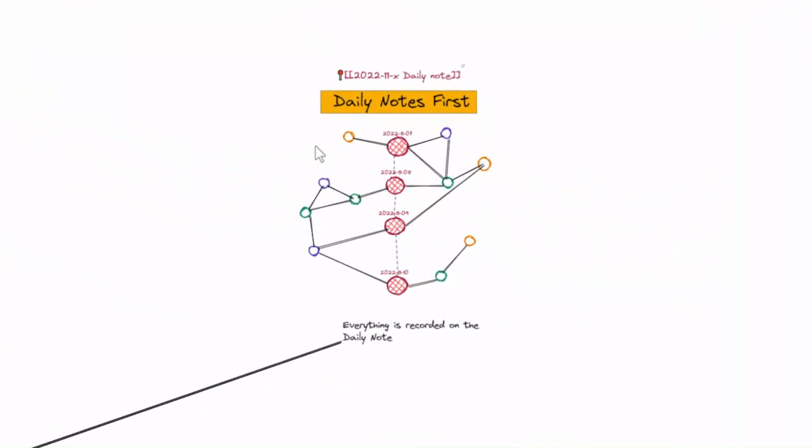And then we get to one that is closer to the style that I'm using, which is daily notes first. You have daily notes, which you record all your information off of, and then information feeds through to the different subject areas.